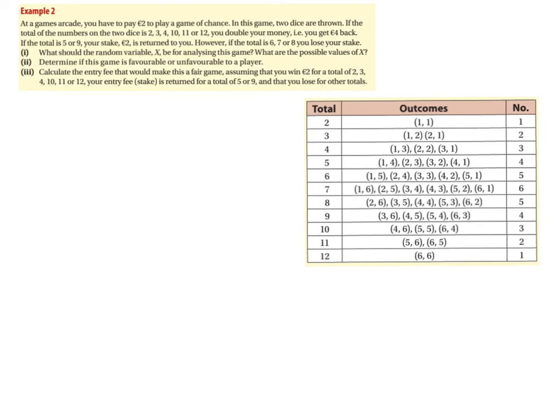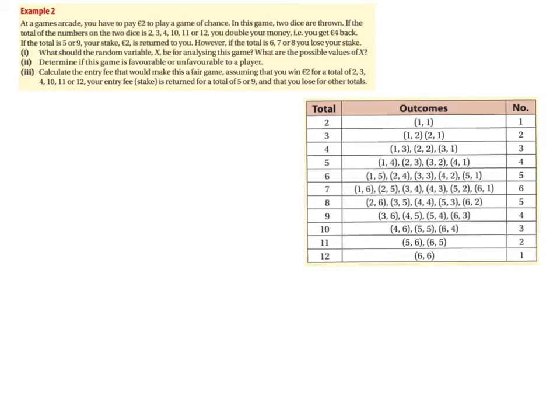So it says here, at Games Arcade you have to pay €2 to play a game of chance. In this game, 2 dice are thrown. If the total of the numbers on the dice is 2, 3, 4, 10, 11 or 12, you double your money. You get €4 back. If the total is 5 or 9, you get your stake back. If it's a 6, 7 or 8, you lose.